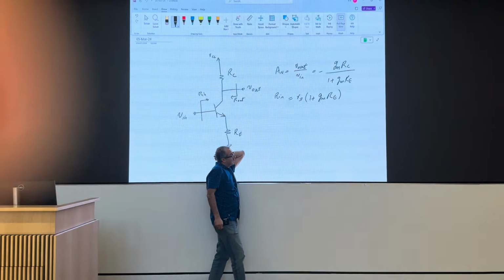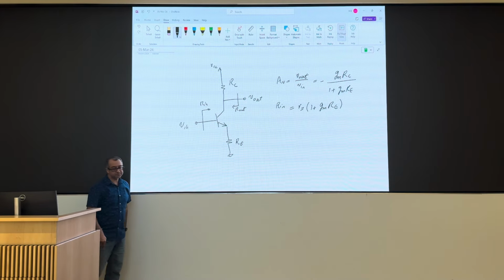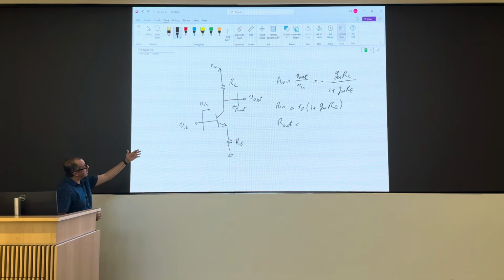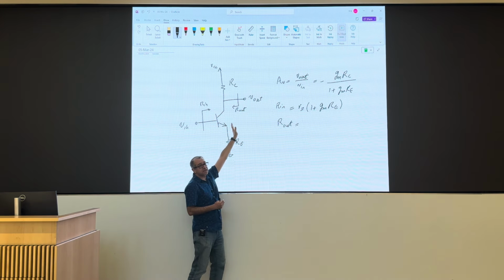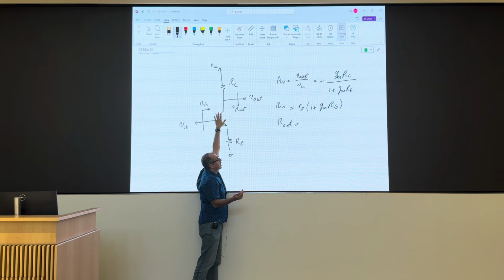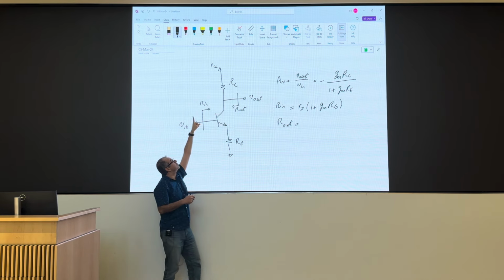So RE helps you in this case. And then R out for this device. We said, okay, so with this device here, if I attach my test source to the output, over here I have a current source, which is not affected by that test source. So then looking back, that current source, because it's a dependent current source, will be 0. And I only see RC at the top, to ground, right?